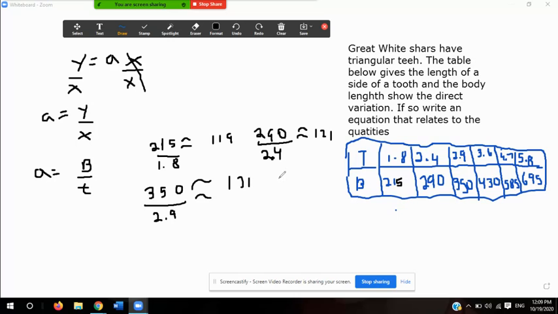Then you have 430 divided by 4.6, and 430 divided by 4.6 is approximately 119. Then you have 565 divided by 4.7.